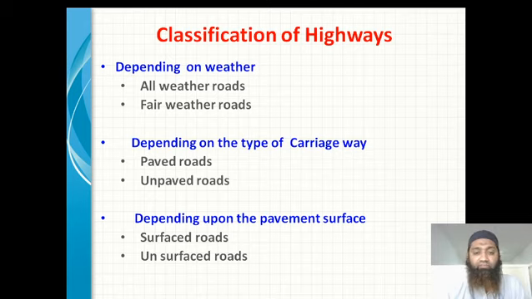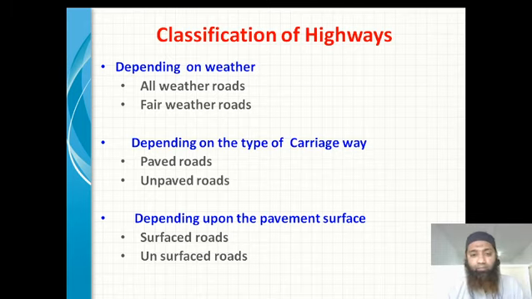The next is fair weather roads. These are roads which can't be used during the monsoon season. Because of streams flowing over the roads, a slippery substance is formed on the road. Because of that, vehicles cannot go over that road. So fair weather roads can't be used in all seasons.